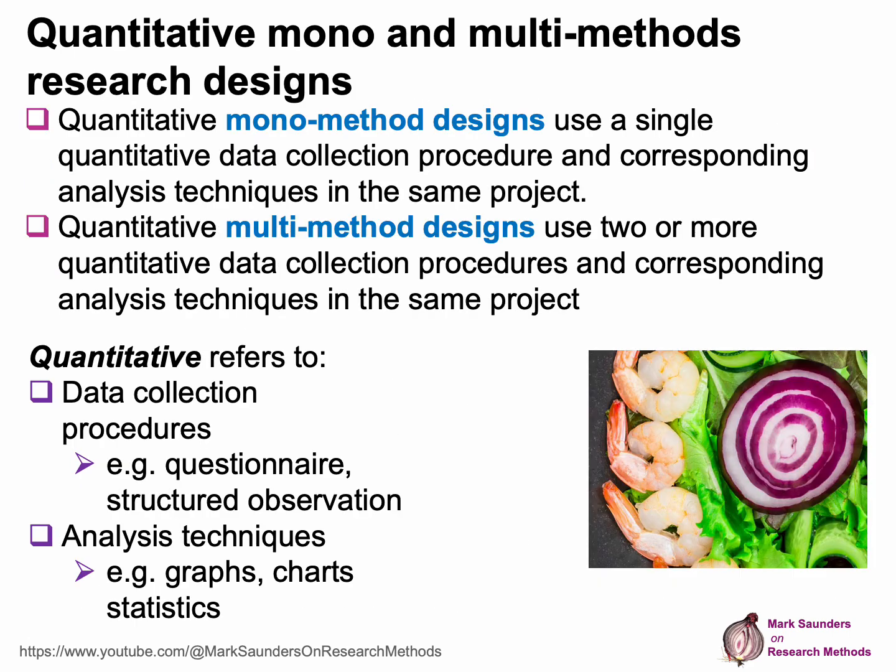Quantitative mono-method research designs use a single quantitative data collection procedure and corresponding quantitative analysis techniques in the same project. So, for example, they may use something like a questionnaire and follow this up by analysing the data using graphs and charts. In contrast, quantitative multi-method designs, notice it's only one method rather than methods, so there's no S on method, use two or more quantitative data collection procedures and corresponding analysis techniques, again in the same project.